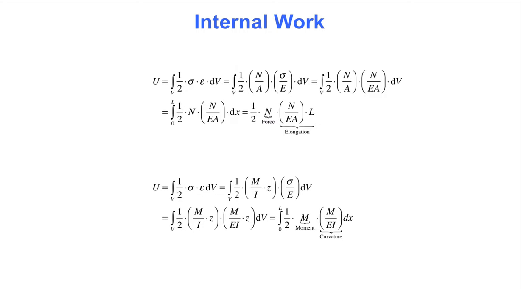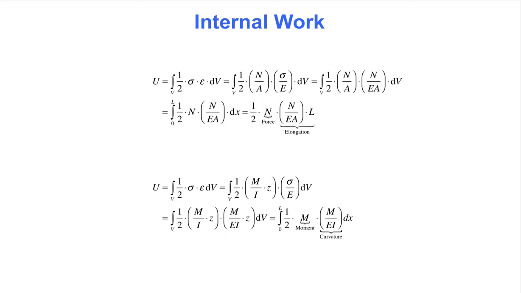The equation below does the same for beam bending. The starting point is again the volume integral of 1/2 times stress times strain. Next, equilibrium is substituted for the stress and the material law is substituted for the strain, where equilibrium is again substituted for the stress. By carrying out the cross-section integral of z squared, the moment of inertia appears. We are left with an integral from 0 to L of 1/2 times moment times rotation per unit length, which is called curvature. This is real internal work for beam bending.